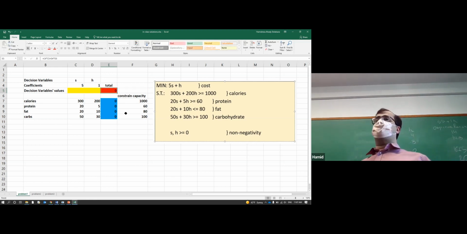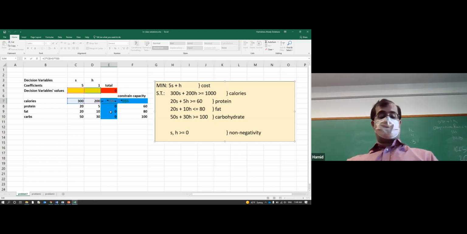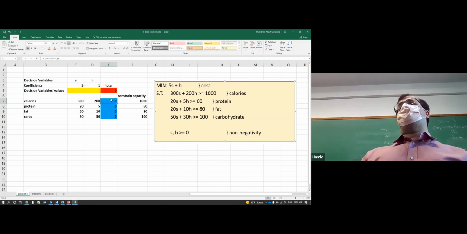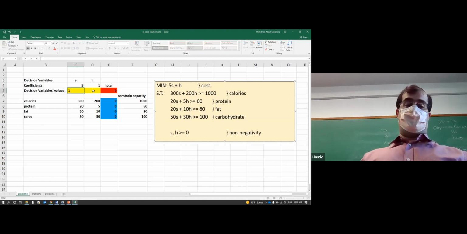Also, based on my decision variable, I can find the value of each constraint. If I click on the first blue cell, E7, you can see the value of the constraint would be your first decision variable times 300 plus second decision variable times 200. Based on the decision variable that you find, the value would be different here. So let me just throw in two numbers. Let's say 1 and 2.